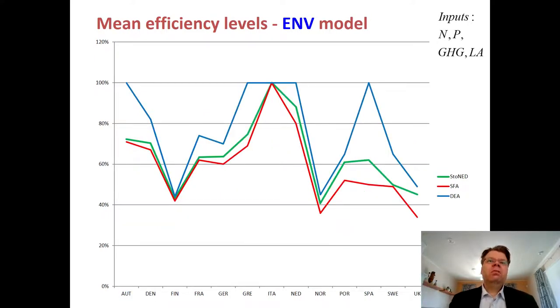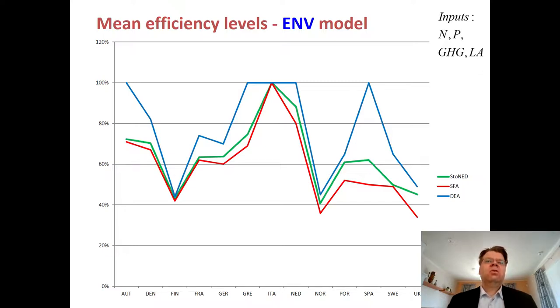For the environmental criterion, here is a similar situation. For the environmental model, there are several countries that get 100% efficiency in the DEA specification. Those are Austria, Greece, Italy, Netherlands, and Spain. And in the semi-parametric and parametric approaches, if you compare the green and red lines, then only Italy is the efficient country in those cases.